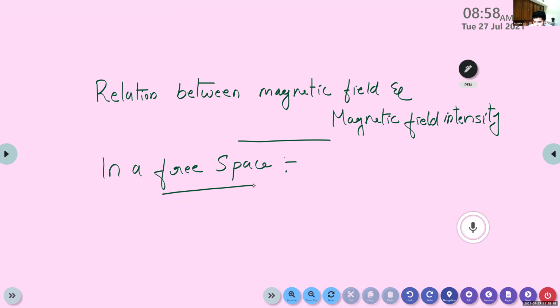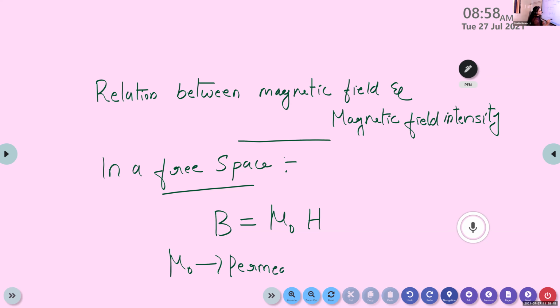B is equal to mu 0 H. Yes, very good. Here the constant of proportionality is mu 0, that is, mu 0 is the permeability of free space. Both the magnetic field and the magnetic field intensity occur in free space, so the medium of separation between them is air. So the constant of proportionality mu 0 is the permeability of free space.